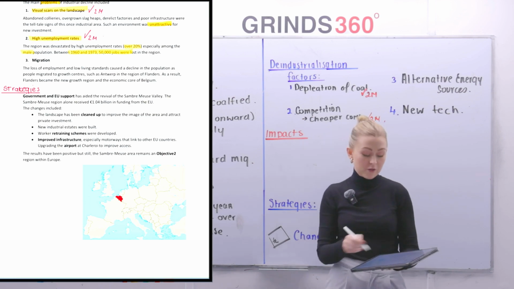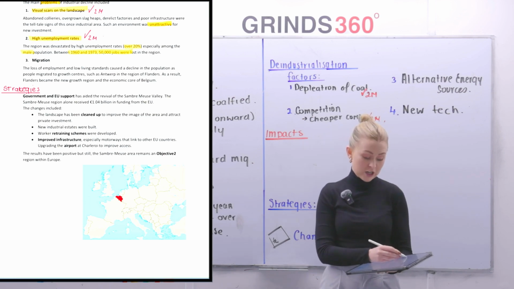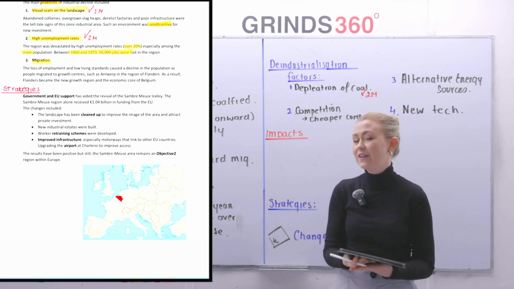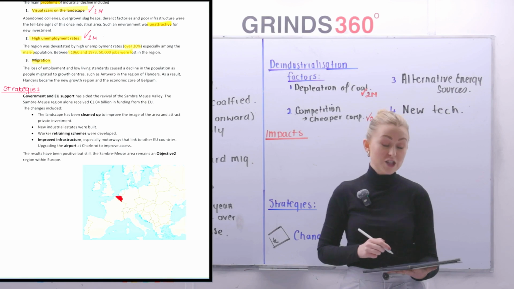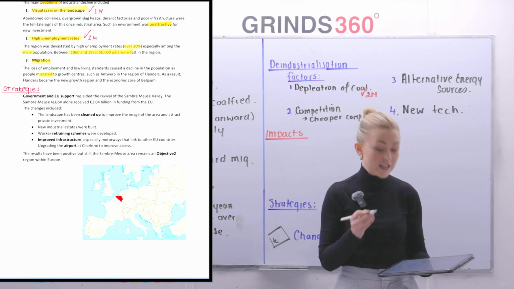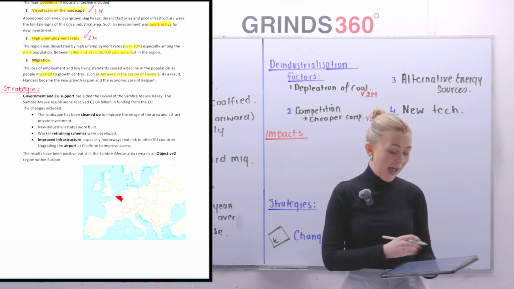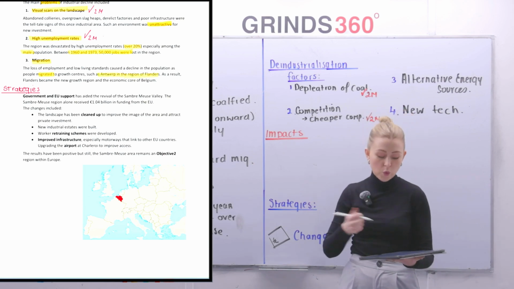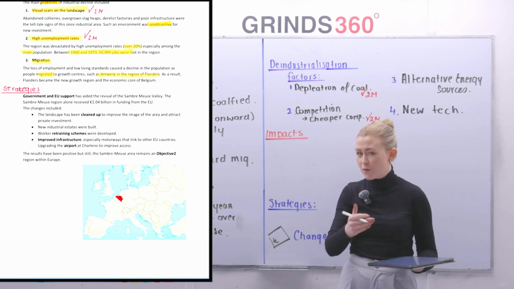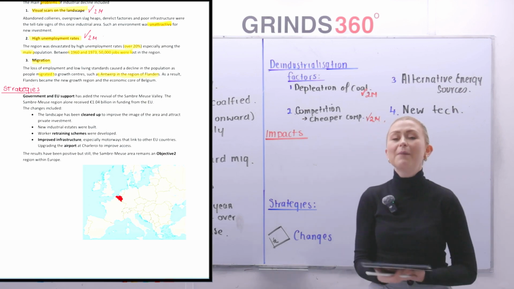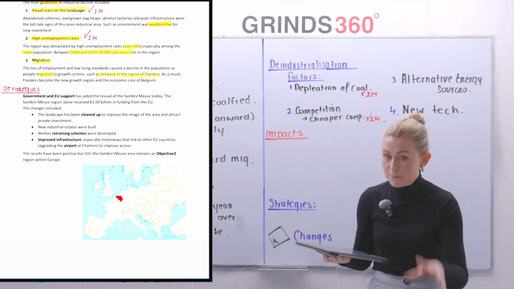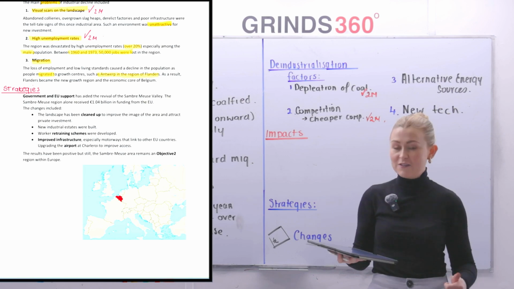My last one here is migration, or if you want to pop the word outward migration, you can, but I think that's fairly clear. The loss of employment and low living standard caused a decline in the population, as people, highlight the word migrated to growing centres in the north, such as Antwerp in Flanders. As a result, Flanders became a new growth region and the economic core of Belgium. As you'll remember back from our language regions, it became an economic core. There was a lot of new growth industries like pharmaceutical and tech industries that moved in there after the 1950s.